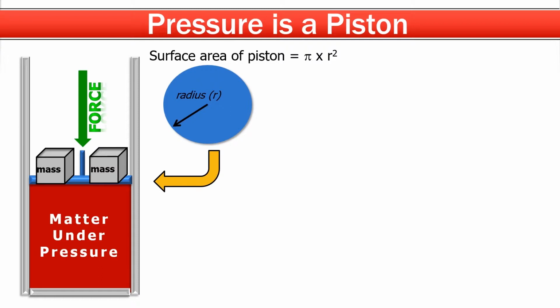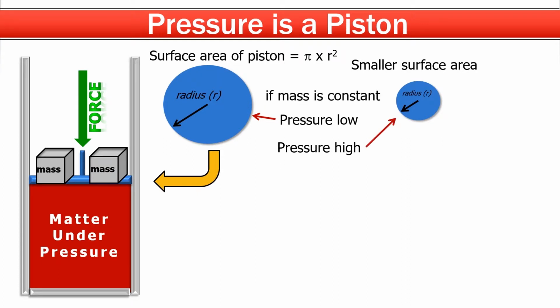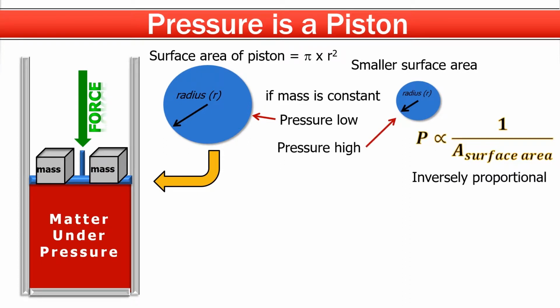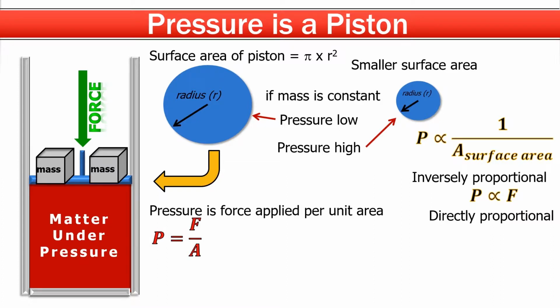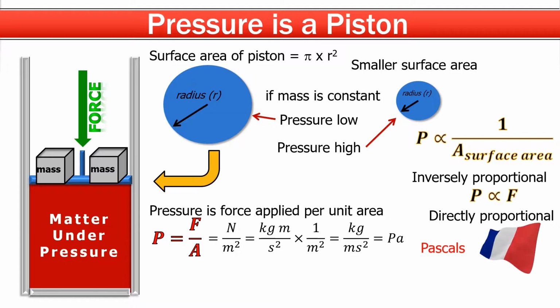Now, if we apply the weight on a really big piston, the pressure that the matter feels will be substantially less than if we apply the same force on a very small piston. Pressure is inversely dependent on the surface area, but directly dependent on the force. Notice how this is represented in the slide. So, we define pressure as being the force applied per unit area. The units in SI will be newtons per meter squared, which equals kilograms per meter second squared. This final derived unit is called a Pascal, named after the great French mathematician, physicist, and inventor Blaise Pascal.